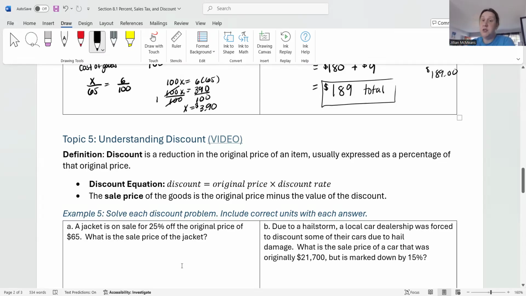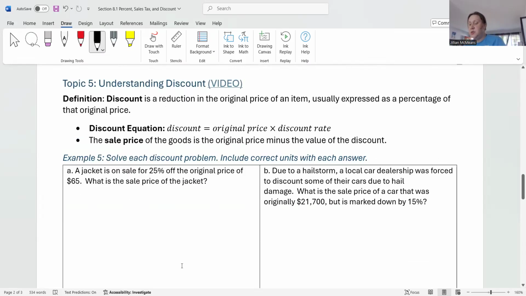For topic 5, we're going to understand discount, okay? So discount is a reduction in the original price of an item, usually expressed as a percentage of the original price, okay? So we have a discount equation, and the discount is equal to the original price of whatever the item is times the discount rate. And again, discount rate needs to be written as a decimal if you're using the percent. All right, if you use the proportion, you don't have to convert your discount rate to a decimal, but here we're going to convert it to a decimal.